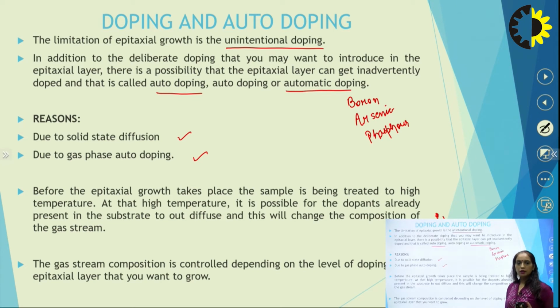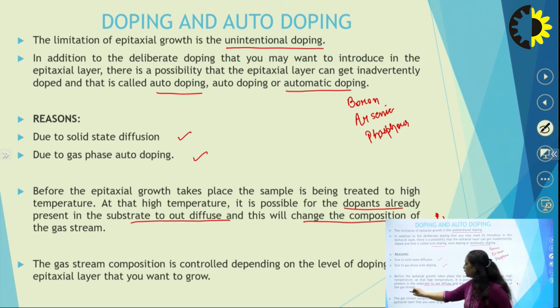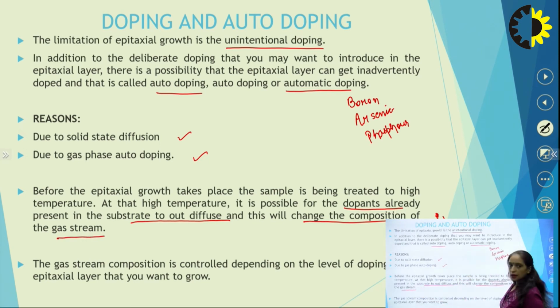We know that your sample will be at very high temperature. So it is possible that the dopants which are already present in the substrate may out-diffuse and change the composition of the gas stream, right? As I have already discussed, the dopants present in the substrate will out-diffuse, get mixed with the compound gases, and then be reintroduced in the epitaxial layer. So the gas stream composition is controlled depending upon the level of doping in the epitaxial layer that you want to grow.